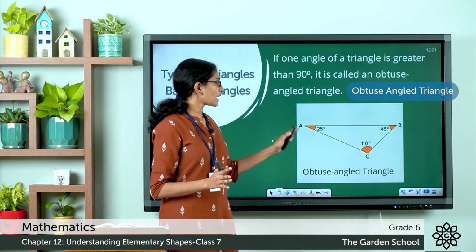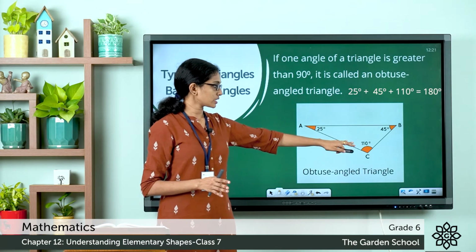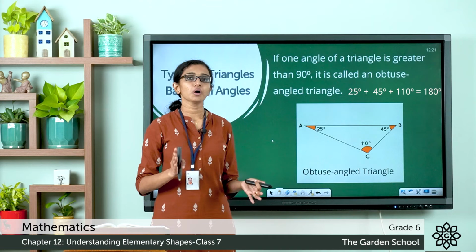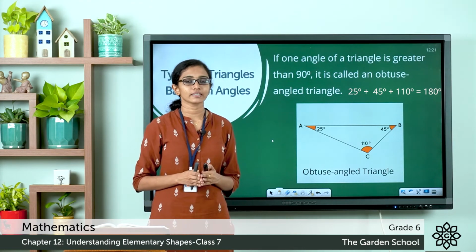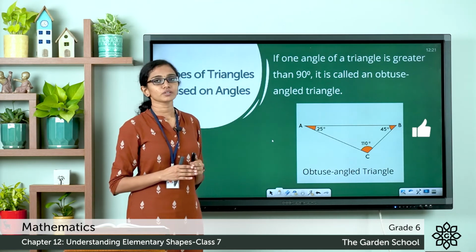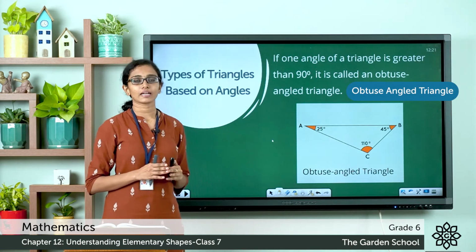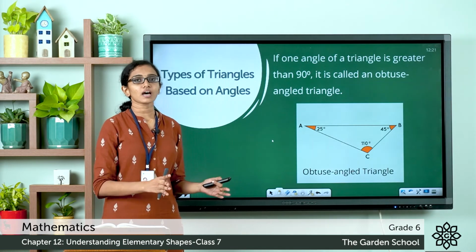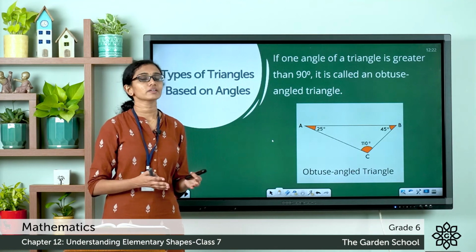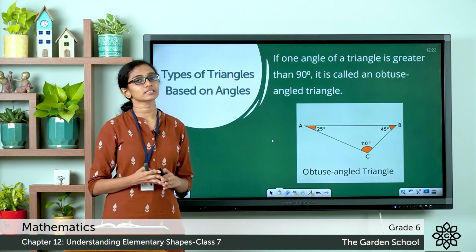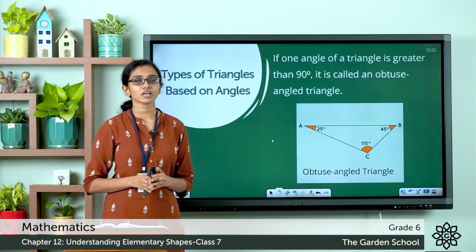Now take the sum of the angles. 25 degree plus 45 degree equals 70 degree. 70 degree plus 110 degree is equal to 180 degree. So the sum of all the angles is equal to 180 degree. So if one angle of a triangle is greater than 90 degree, it is called an obtuse angled triangle. So these are the different types of triangle based on their angles. We saw the different types of triangles based on their sides as well as the angles they enclose. I hope both the classifications are clear to you.